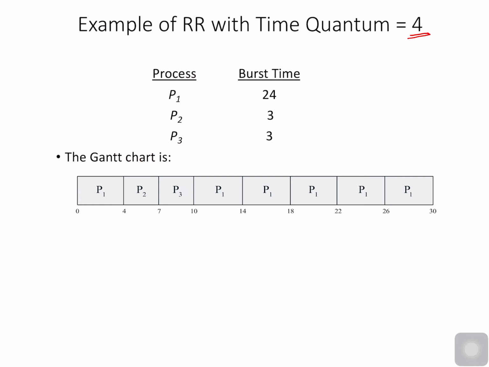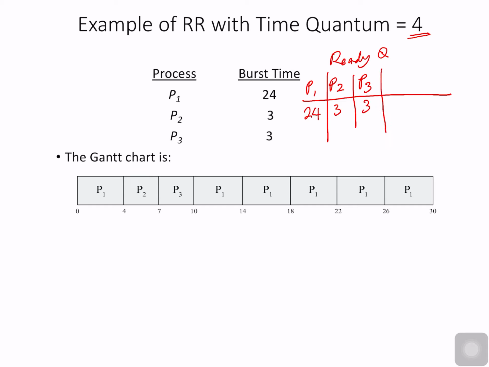Normally when given this kind of algorithm, I would like to draw what is in the ready queue. In this example, all processes arrive at the same time. So we have P1, and then we have P2, we have P3.